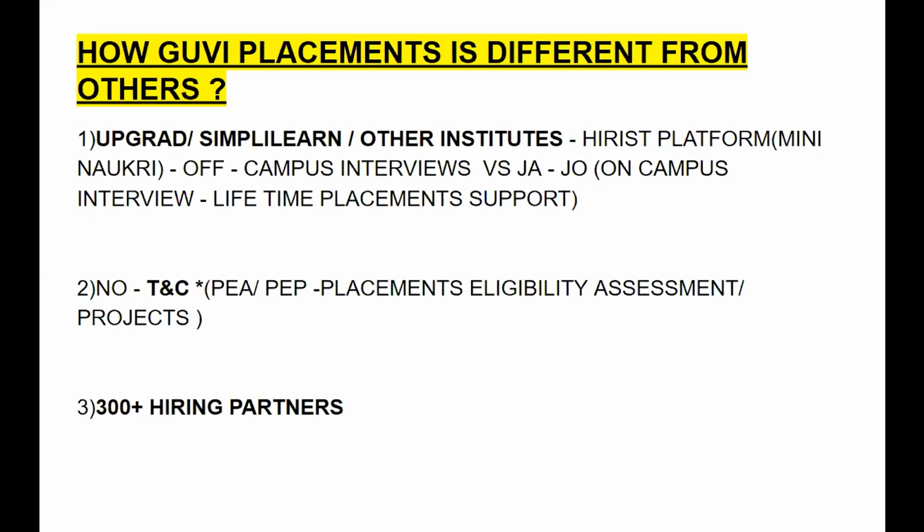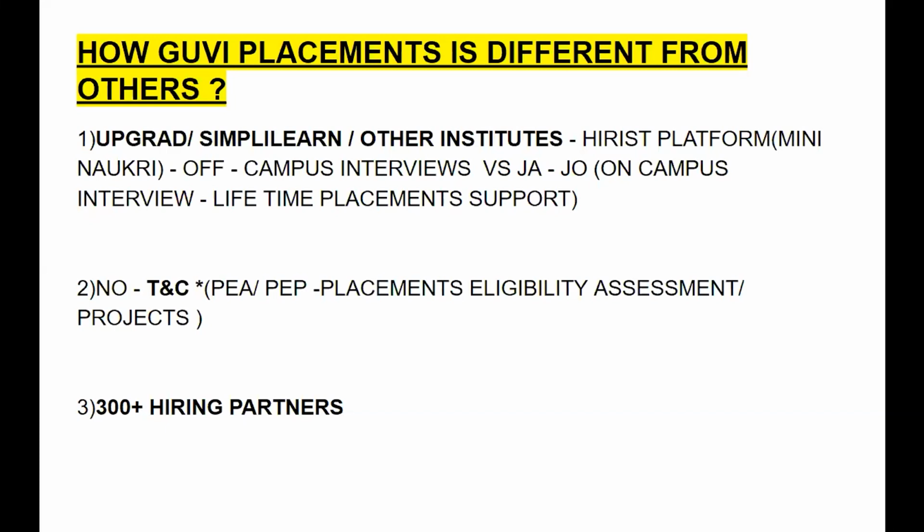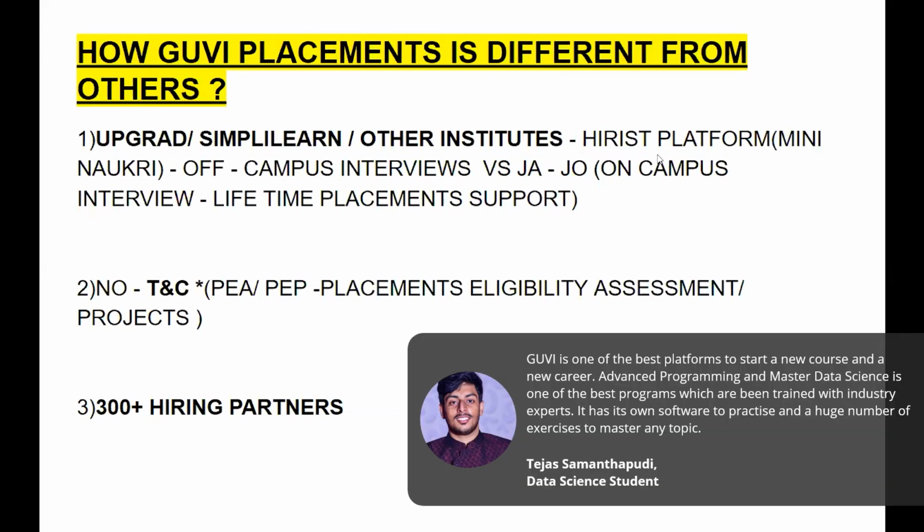Okay, so let's talk about how things work on the industry side. You take Upgrad, you take Simply Learn, or you take any other institute for that matter. You take these top-notch, well-established companies or institutes. The problem with these institutes is that they have more than 1,000 or 2,000 students learning from across India. So they don't have a specific placement team with them. Now if you check on these brands that I've mentioned, they would have something called the Hirist platform. The Hirist platform is nothing but a mini Naukri.